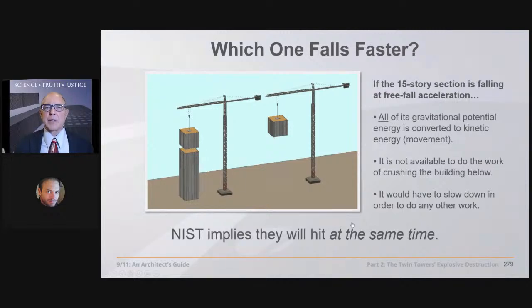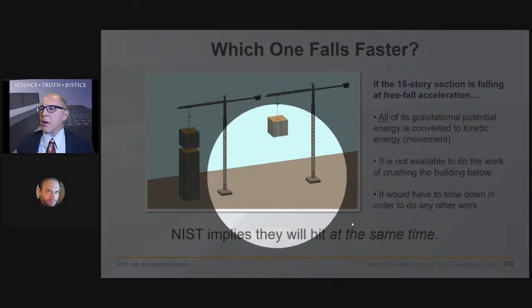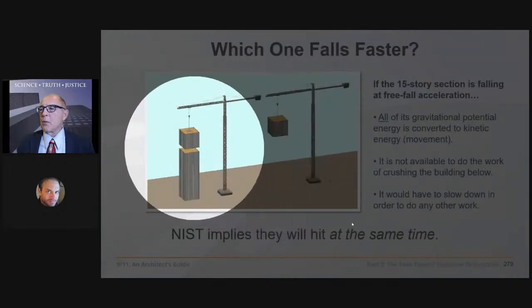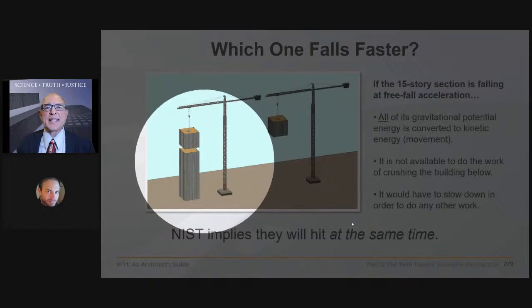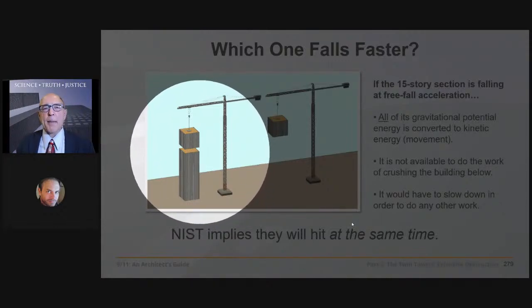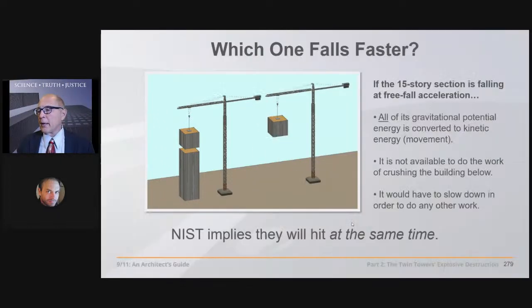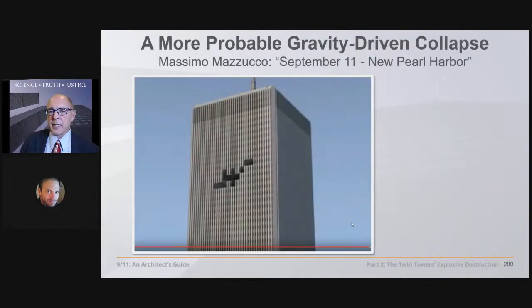This is 7th grade physics. The one on the right is going to fall as fast as a bowling ball falling out of the sky. Free fall acceleration. The one on the left is going to meet resistance and slow down. We know this. It'll probably stop and fall off the building if it can get very far at all. It's not, but NIST tells us these both hit the ground essentially at the same time. That's how ludicrous their science is.